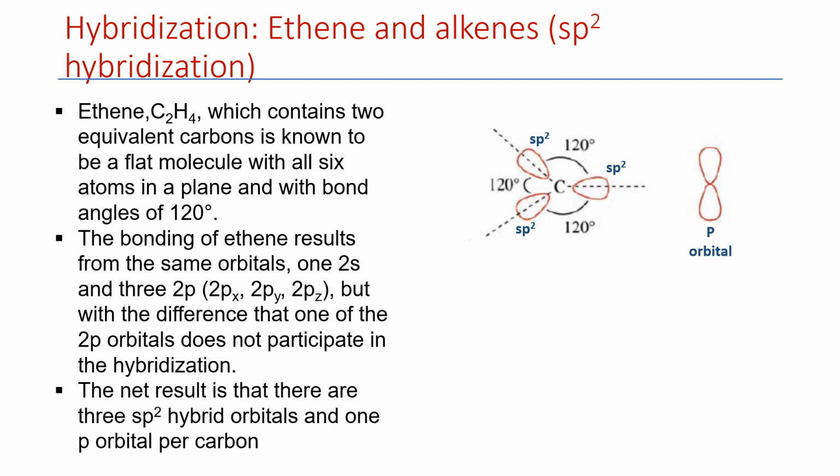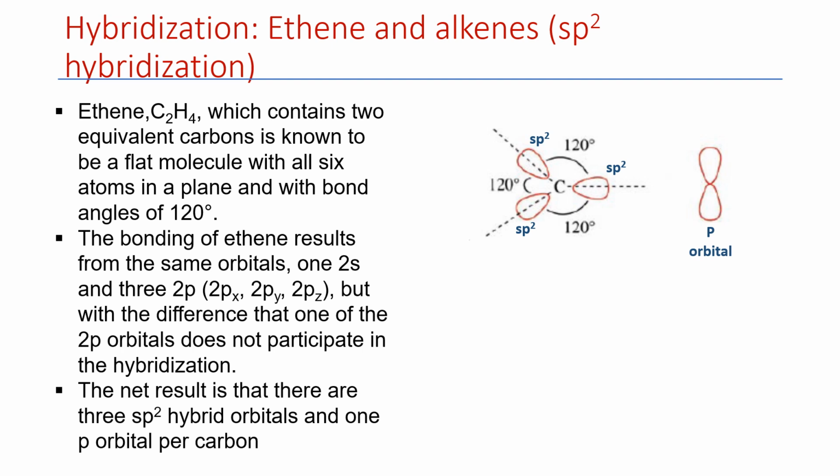Ethene is a flat molecule that has 2 equivalent carbons and 4 hydrogens, and all the 6 atoms in ethene are in one plane. So the trigonal planar arrangement of the sp2 hybridized orbitals of ethene will give it the characteristic shape. The bonding of ethene results from the same orbitals, one 2s and three 2p, but with a difference: one of the 2p orbitals will not participate in the hybridization.